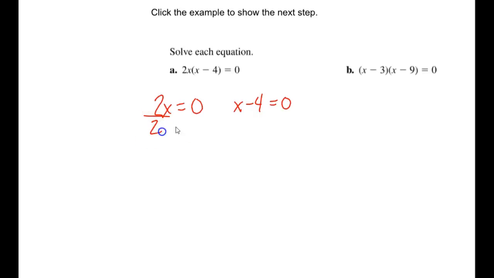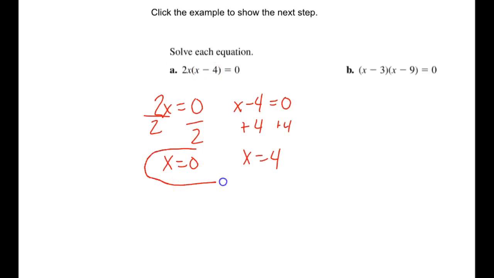So here I'm going to divide by 2, and I end up with x equals 0. And here to get my x by itself, I add 4 to both sides, so my x could equal 4. So my solutions to this polynomial would be x equals 0 and x equals 4.